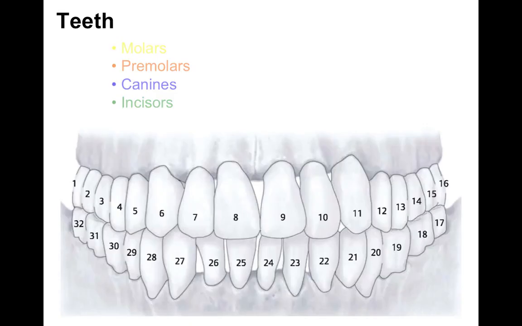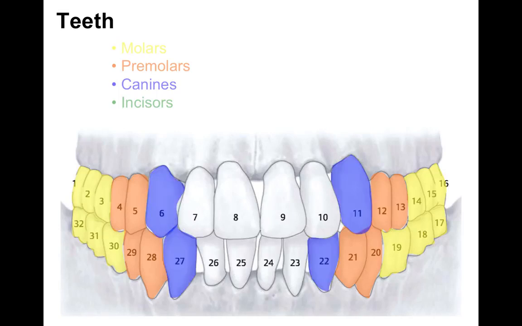Finally, teeth. Teeth are comprised of the following types. First are molars, comprising teeth 1, 2, 3 on the upper right side, then 14, 15, 16, upper left side, 17, 18, 19, lower left, 30, 31, 32, lower right. And then we've got our premolars, 4, 5, 12, 13, 20, 21, and 28, 29.